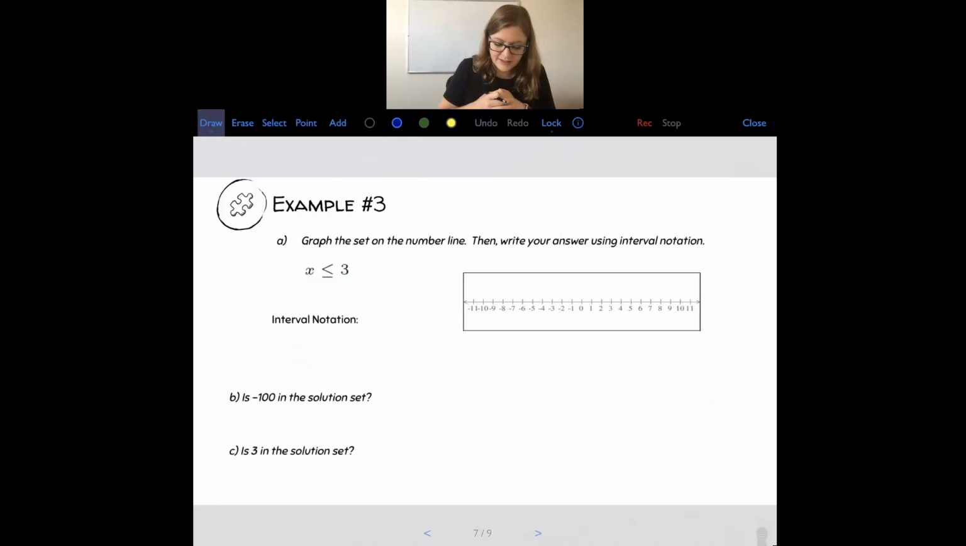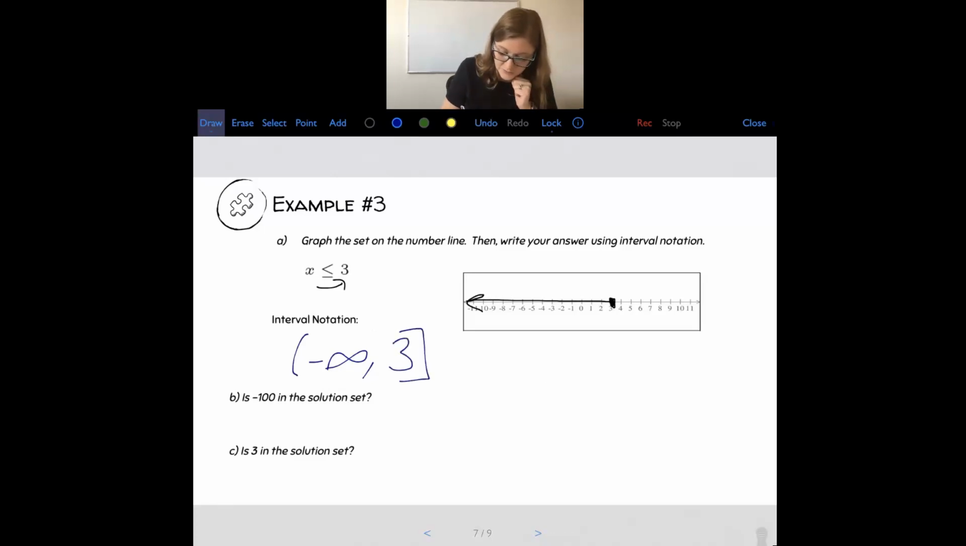Graph the set on a number line, then write your answer using interval notation. So this one is just a regular inequality, x less than or equal to 3. Okay, so 3, there's an or equal to, so it's going to get a closed circle, and then it's going to go to the left because we're talking about values less than 3. Okay, so interval notation, working our way left to right. The leftmost part is negative infinity, and infinity, positive or negative, always gets a parenthesis. And then 3 is a closed bracket because the circle is closed, or you could go back to the inequality symbol, which includes the or equal to.